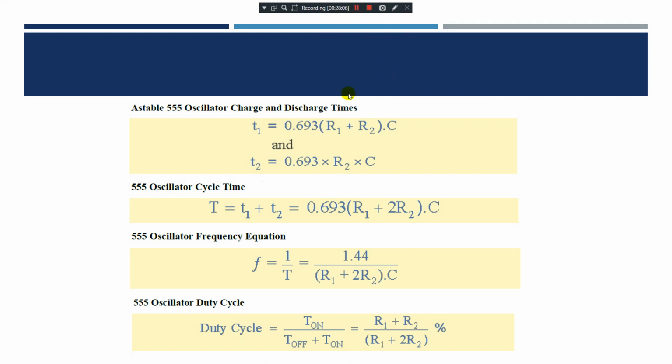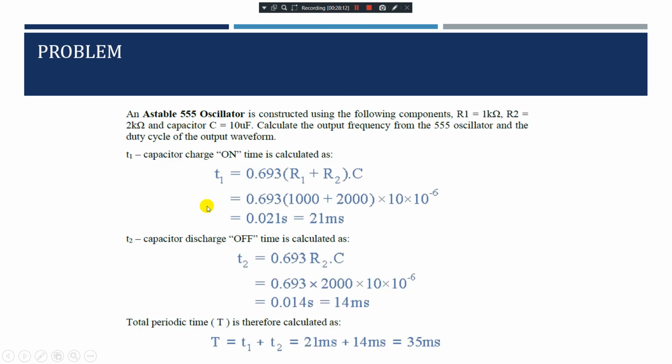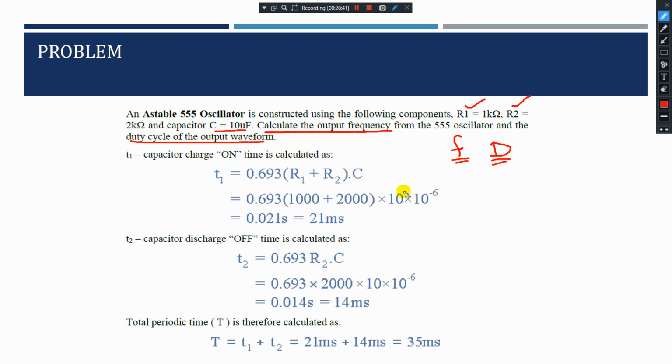So let us solve one small problem. An astable timer oscillator is constructed using the following components. What are the things they are given? They are given R1, they are given R2, they are given a capacitor. What do we have to find out? Calculate the output frequency. So we need to find F, the frequency. And the duty cycle of the output waveform. We also need to find the duty cycle.